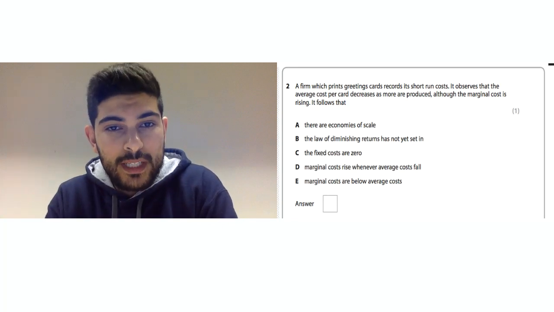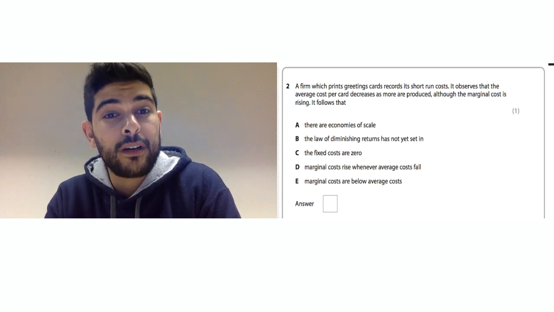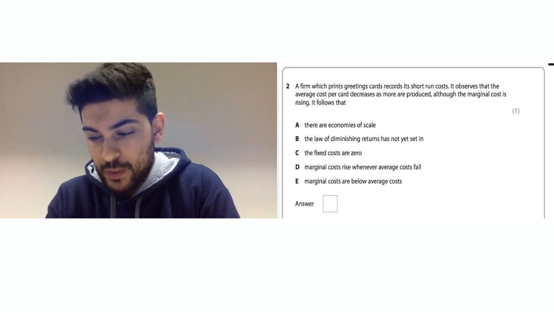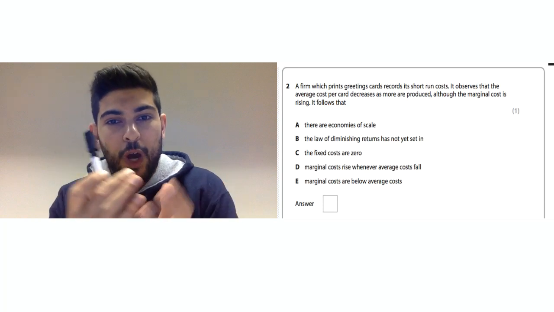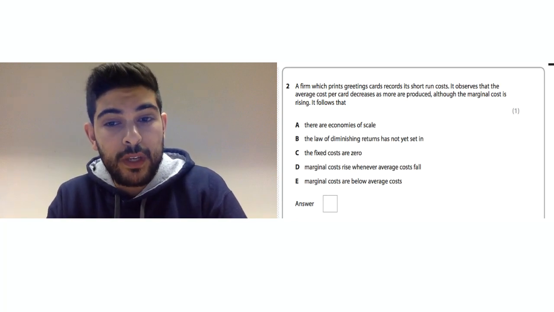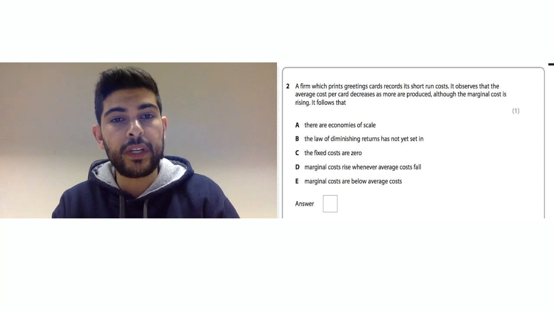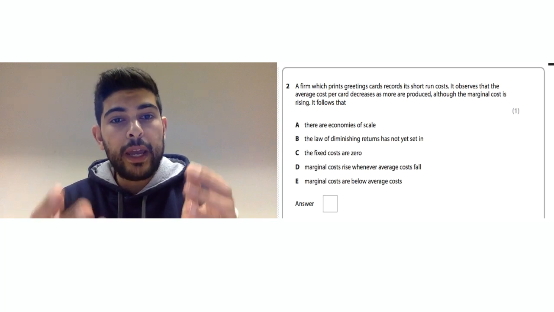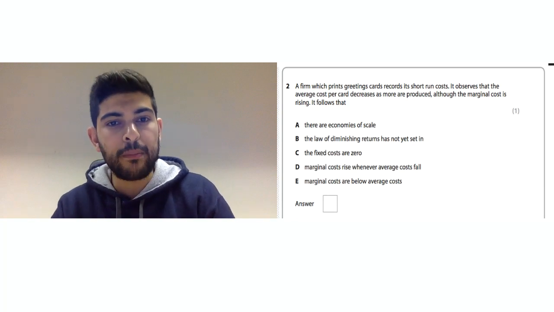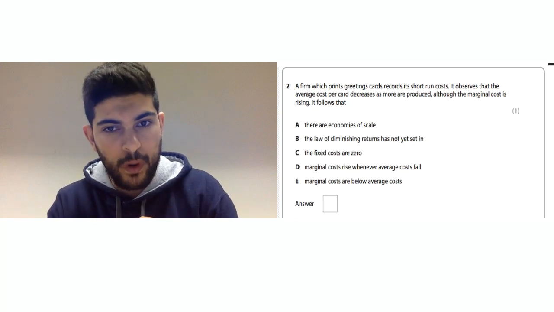Now, the most commonly selected option that year, which was incorrect, was option A, which I imagine some of you may have chosen yourselves as you were looking at this question. Option A says there are economies of scale, but economies of scale is a long-run concept. So although you have a decrease in average cost, that's true, it's in the short run, and therefore it cannot be economies of scale. So we can completely eliminate option A straight away.